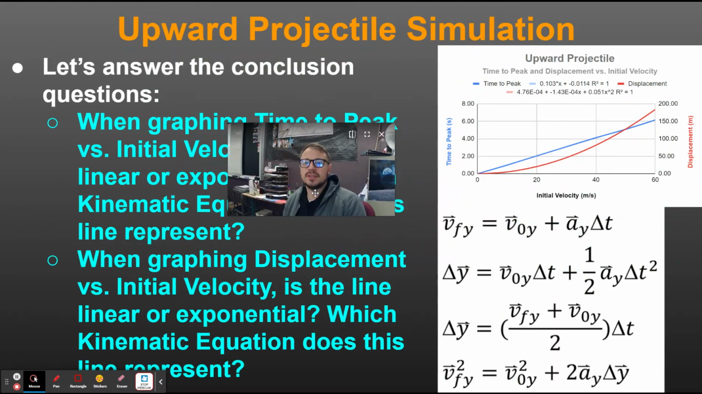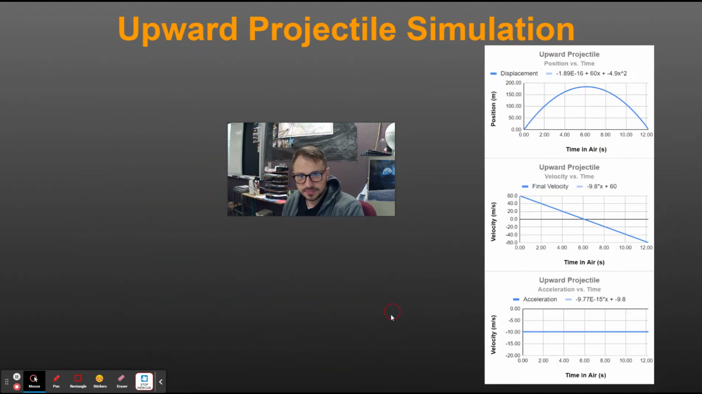Next one is saying when graphing displacement versus initial velocity, is the line linear or exponential? It's going to be an exponential curve. And which kinematic equation does this line represent? It's going to be the last one, because I need the one that doesn't have time, right? Because we already know the acceleration, the final velocity, the initial velocity, and it's graphing the displacement.